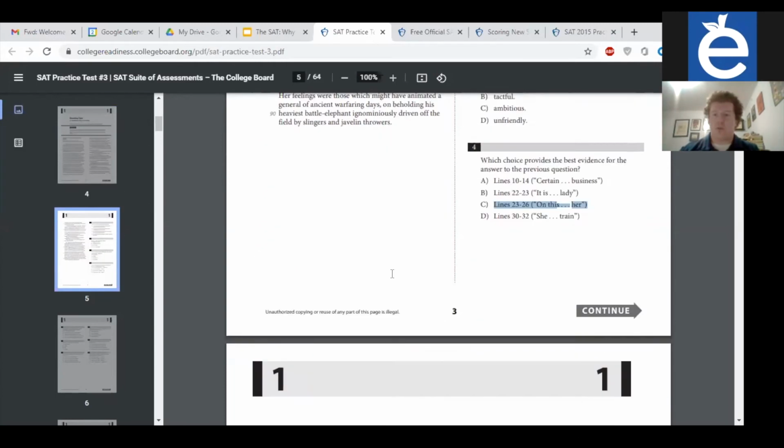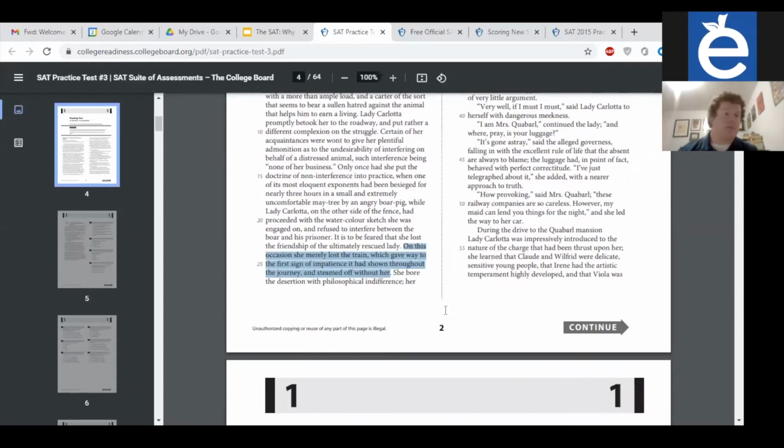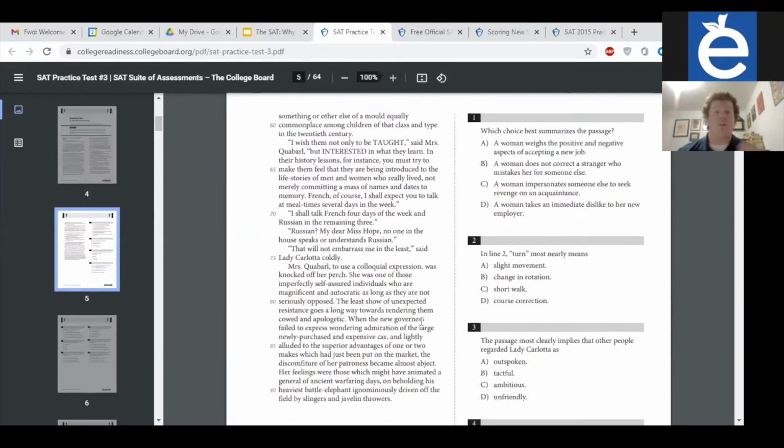Moving on to C, 23 through 26. On this occasion, she merely lost the train, which gave way to the first sign of impatience it had shown throughout her journey, and steamed off without her. Again, we don't have any mention of other people. It's a train. That's, again, why applying that criteria of question 3 really strictly matters. This is intentionally put in there so that if you're reading through quickly, you think, okay, someone is impatient with Lady Carlotta, got it, or something to that effect. But because it's not giving us other people's perspective of Lady Carlotta, we can eliminate it.